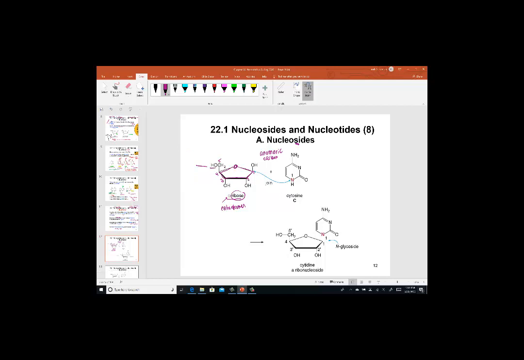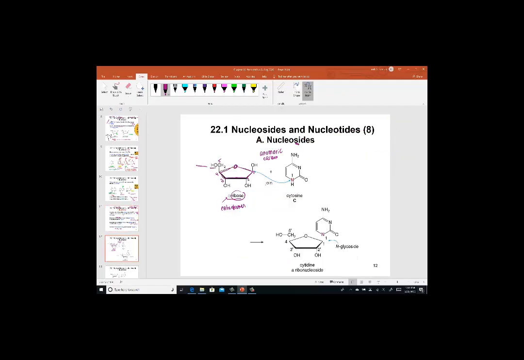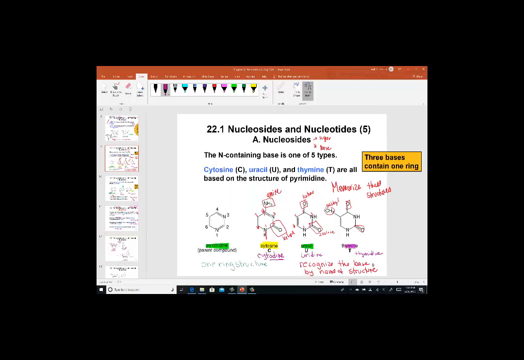Since I'm drawing a nucleoside, I don't show the phosphate linkages. Now we're drawing cytosine. Whoops, I touched the wrong screen. Cytosine is the name of the base. Are you getting familiar with what cytosine looks like? I told you to draw those so many times that you remember the structure. Here's cytosine.